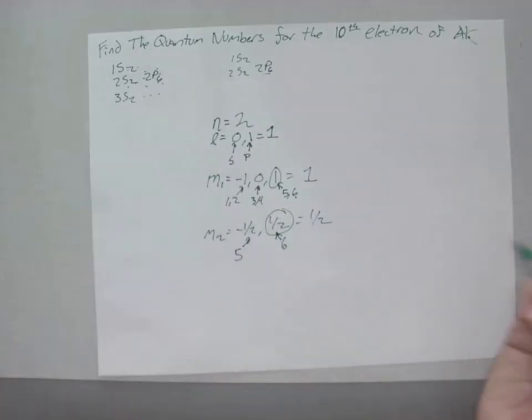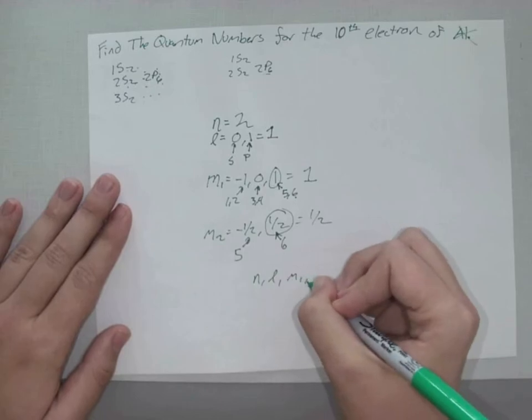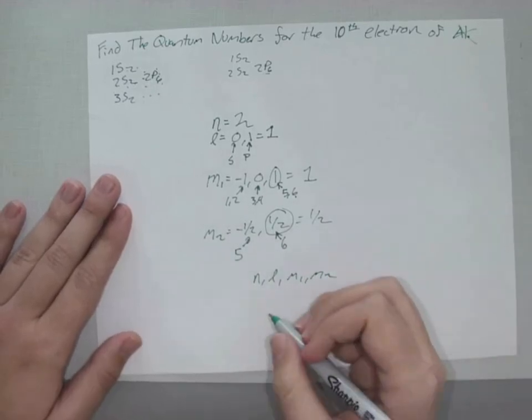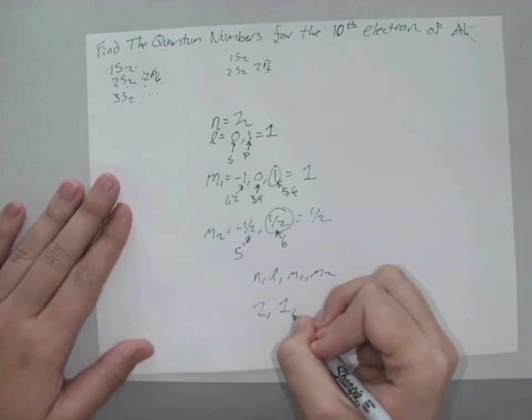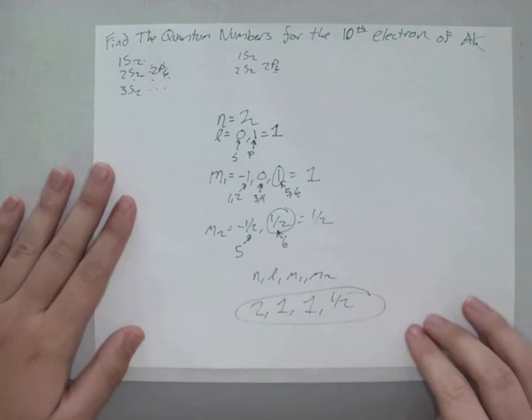Now we have everything we need, we just have to write them in order. It's always N, L, M1, M2, exactly the order you find them in. So in our case, it would be 2, 1, 1, 1/2. And that specifically describes our electron here.